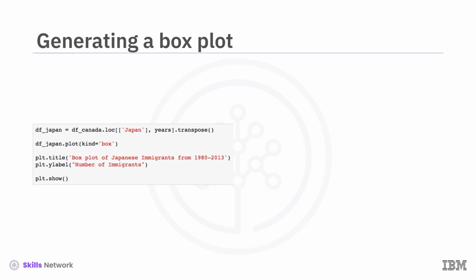Let's name this new data frame df_Japan. Following that, we call the plot function on df_Japan and set kind equals box to generate a box plot. Then we complete the figure. We give it a title and label the vertical axis appropriately. Finally, we use the show function to display the figure.